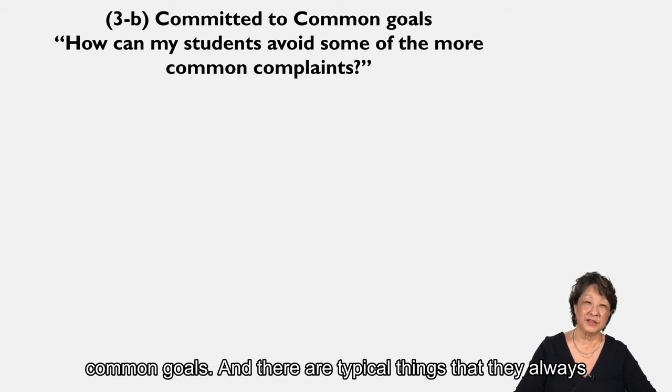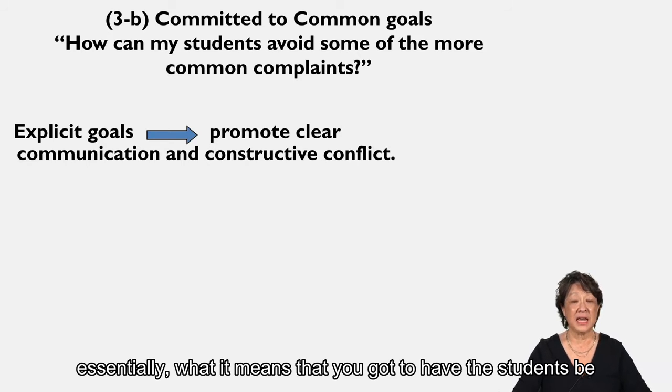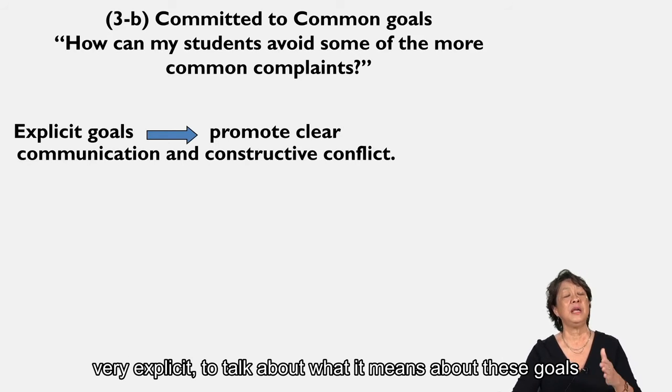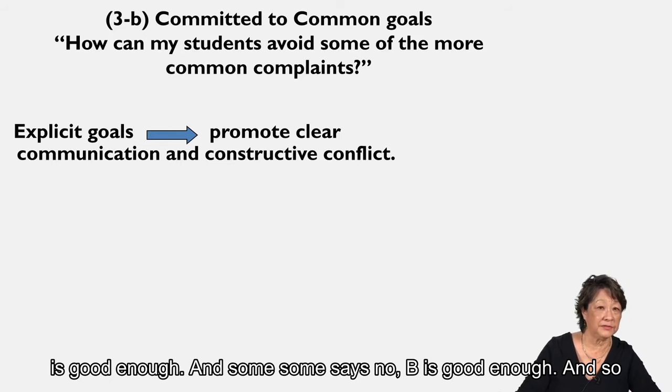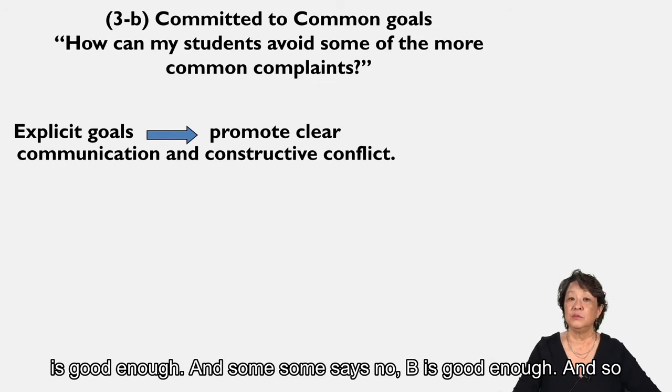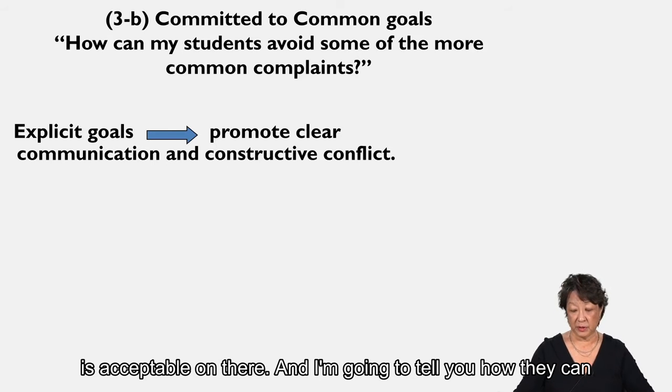And there are typical things that they always argue about, and we're going to talk about some of that. But essentially, you have to have the students be very explicit to talk about what it means about these goals that they're setting. So for instance, some students think an A is good enough, and some say no, B is good enough. And so by being very clear, they're going to norm and decide what is acceptable on there.